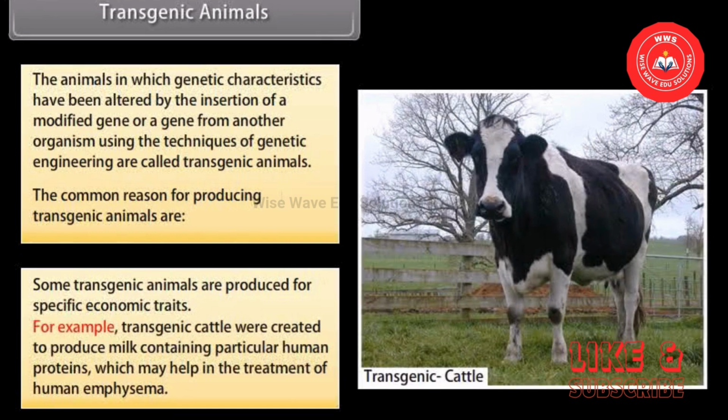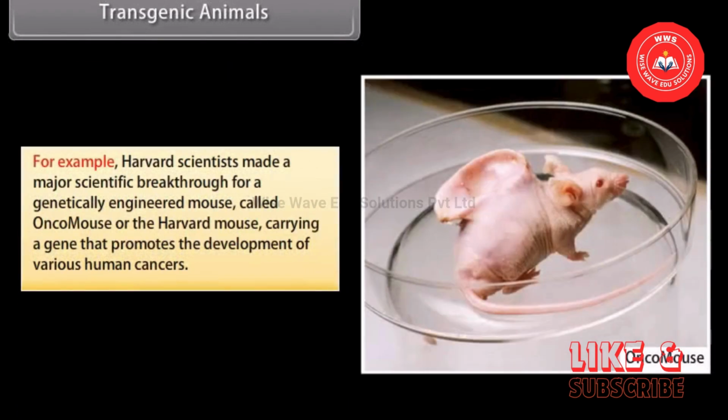For example, transgenic cattle were created to produce milk containing particular human proteins, which may help in the treatment of human emphysema. For example, Harvard scientists made a major scientific breakthrough with a genetically engineered mouse called the oncomouse, or the Harvard mouse, carrying a gene that promotes the development of various human cancers.